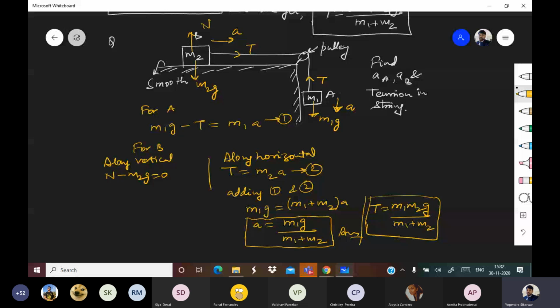Why is T equal to M2 into A? Vedant, please pay attention. See, the only horizontal force acting on M2 is T. And what is causing the motion of M2 along horizontal? It is only that force. So that's why F resultant, which is T, is equal to the mass of M2 into its acceleration, which is A. Okay. So that's how we get T is equal to M2 into A.